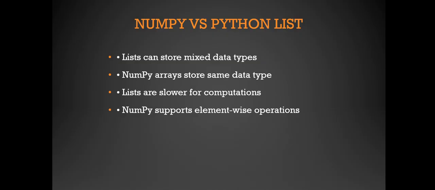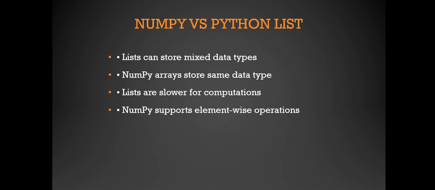I've already explained this briefly, but let us go deep into it and see the difference between NumPy and Python lists. First, we had already seen what a list is. A list can store mixed data types, that is different data types. We had seen the example, we declared strings, and between the strings we also declared an integer, and it was able to print that. So it can store different data types, whereas NumPy will store only the same data type.